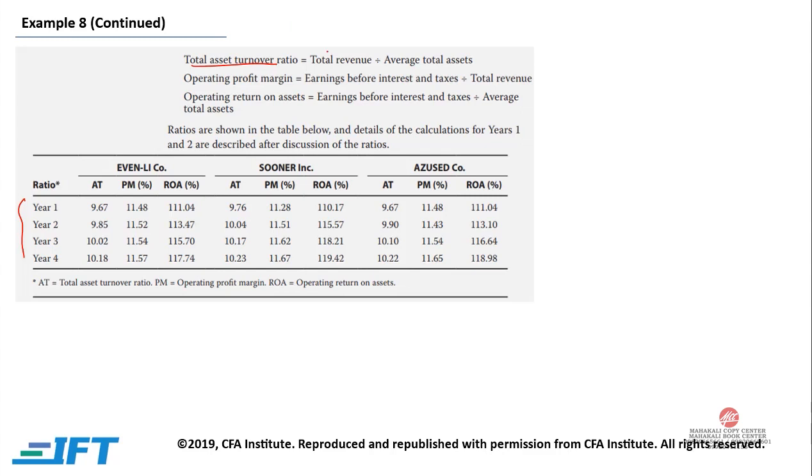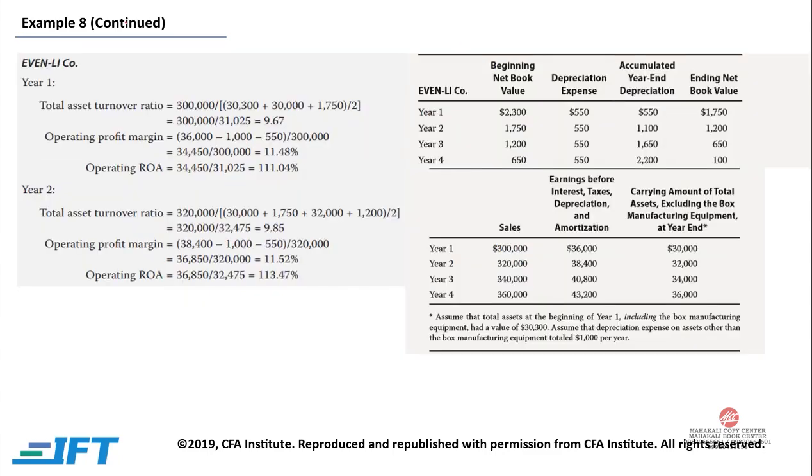But first of all, total asset turnover is total revenue divided by average total assets. Operating profit margin is equal to EBIT divided by total revenue. EBIT means earnings before interest and tax. Operating return on assets equals EBIT divided by average total assets. So we need to come up with average total assets and EBIT in order to find out these ratios, because total revenue is already given to us.